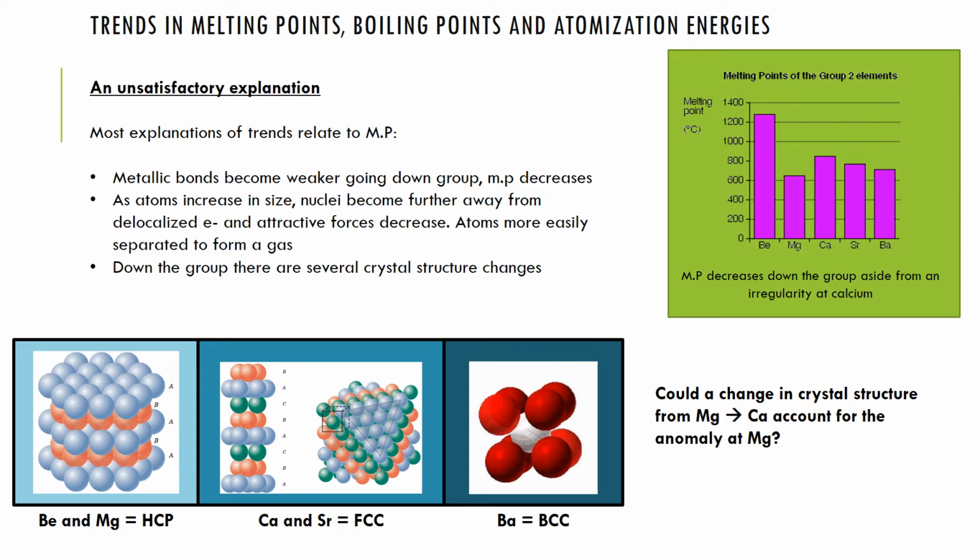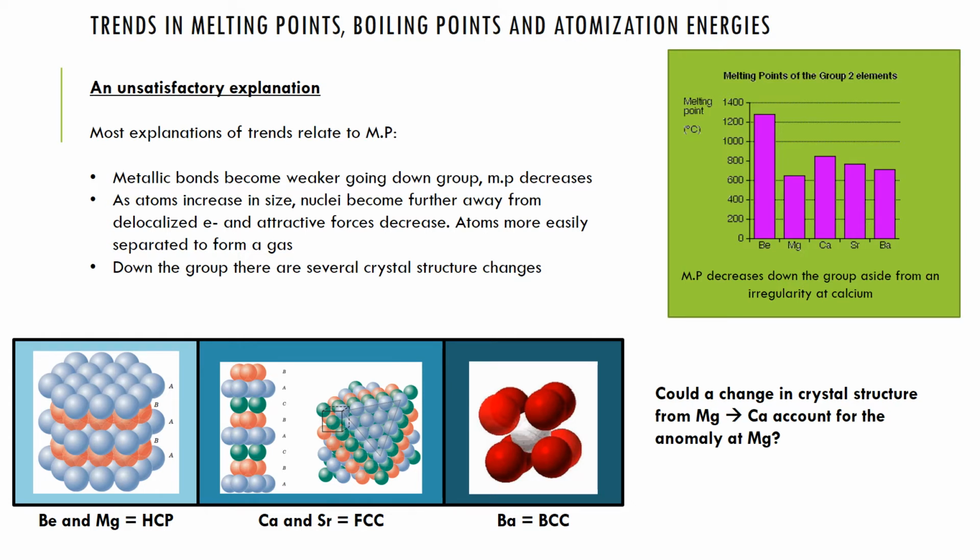Let's begin with a slightly unsatisfactory explanation, because that's what the current explanation is. Let's begin by considering the melting point, which you can see in the green box at the top right of this slide. Broadly, the melting point decreases as you go down the group. But we hit this slight irregularity when we get to calcium. Suddenly, the melting point increases from 600 degrees Celsius in the case of magnesium, right the way up to 800 degrees Celsius in the case of calcium.